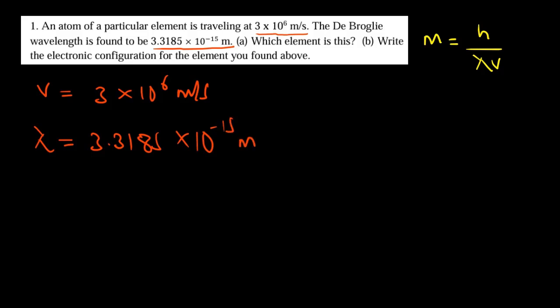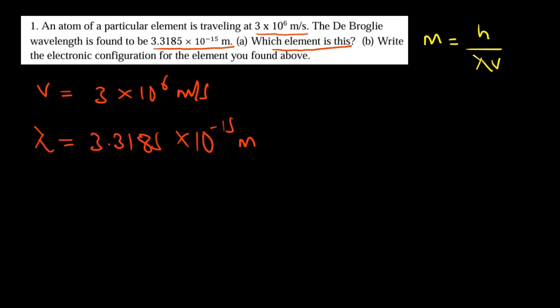Alright, so now the question comes, which element is this? How can we find out what element this is? The trick here is first of all to calculate the mass. And then after we calculate the mass, we can convert that mass into atomic mass units, or what we call the molar mass. Once we have the molar mass, we can just compare it with the elements on the periodic table to know what element it is. So let's calculate the mass.